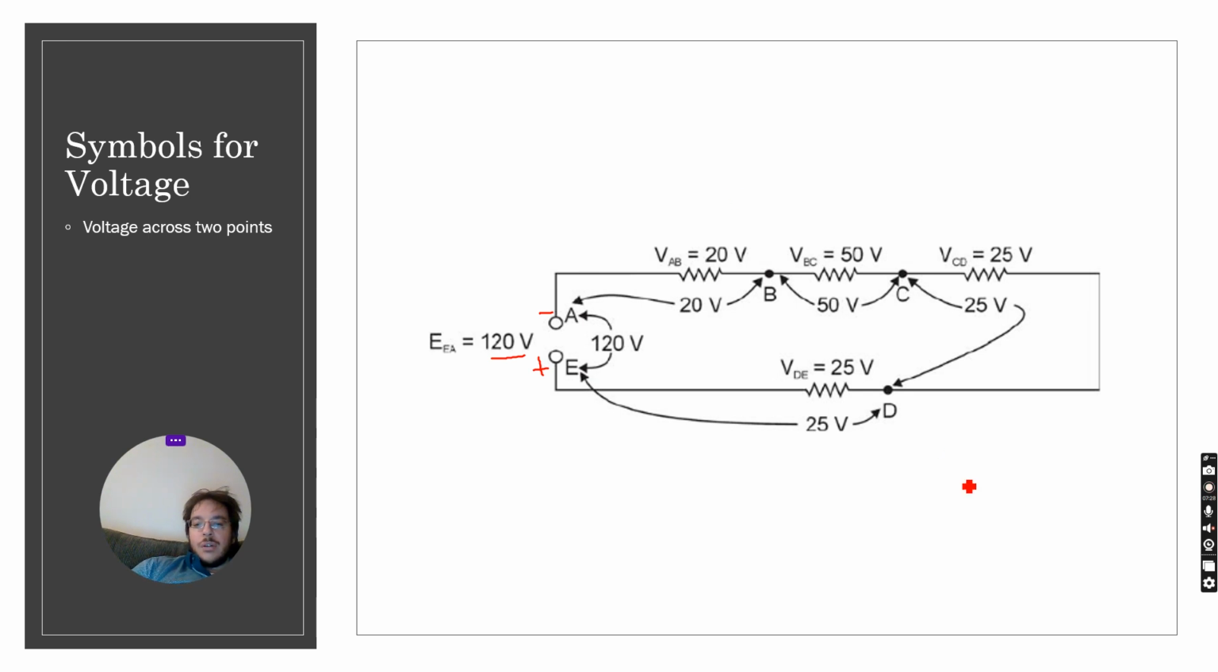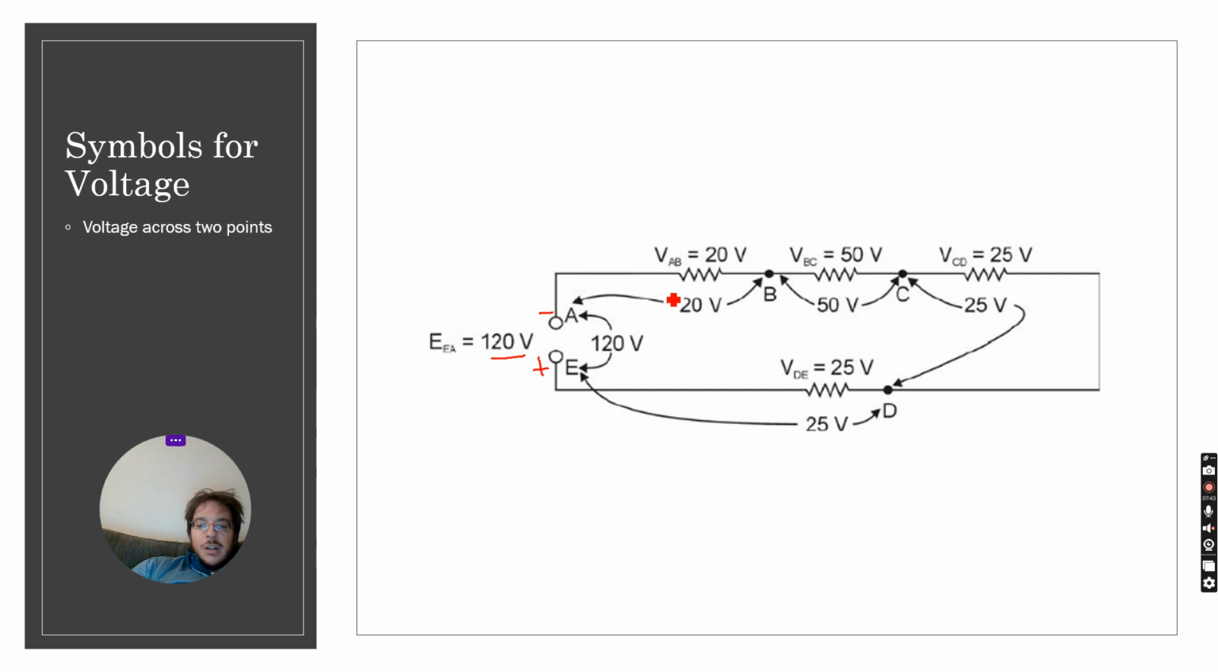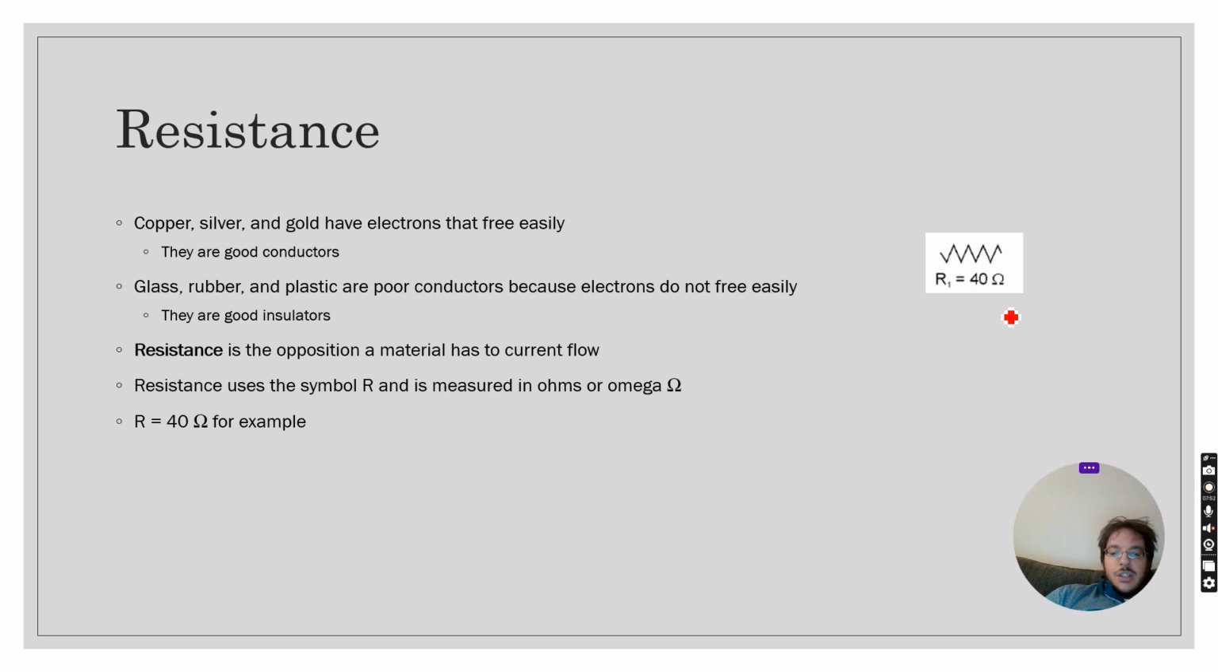which is okay. So you can see the difference between any 2 points is whatever is written here. Between A and B, we've lost 20 volts. Between B and C, 50, and then so on. These little squiggly lines, zigzags, are resistors. Everything's a resistor. And resistance is measured in ohms, and it's the opposition that the material has to current flow.